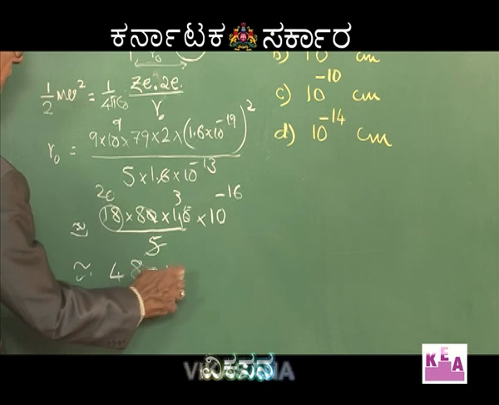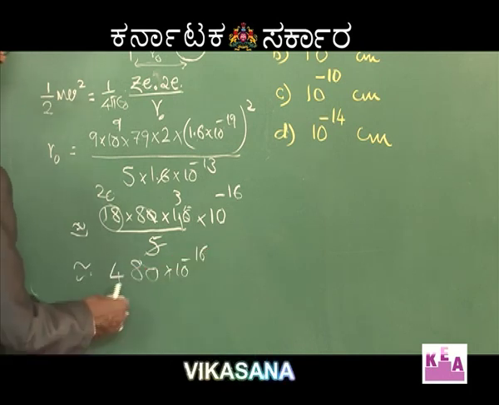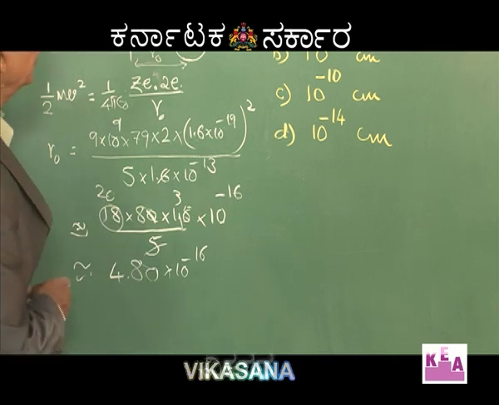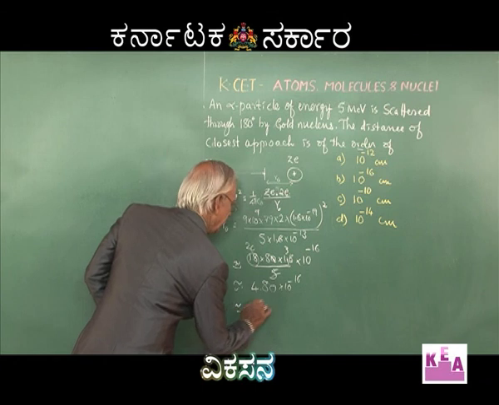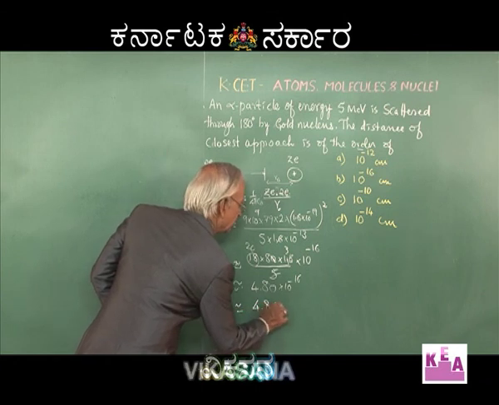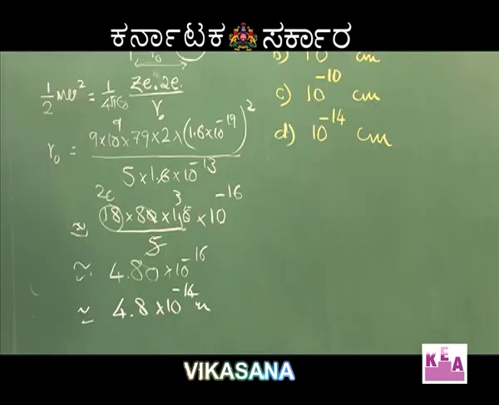So, 480 into 10 to the power of minus 16, then how much you get this? See, 4.8 into 10 to the power of minus 14. I will write here nearly 4.8 into 10 to the power of minus 14 meter it is. What they have asked is in centimeter. All the options are in centimeter. So, if you convert this into centimeter, what will happen?